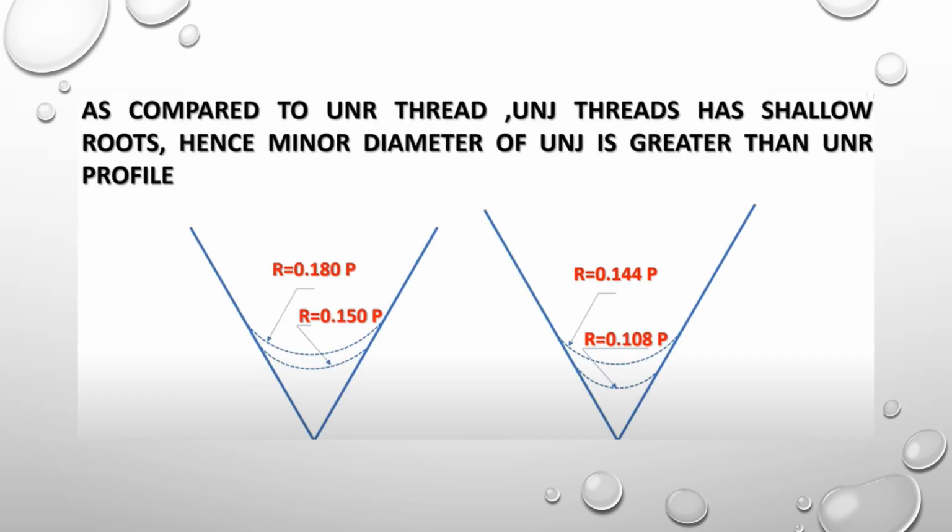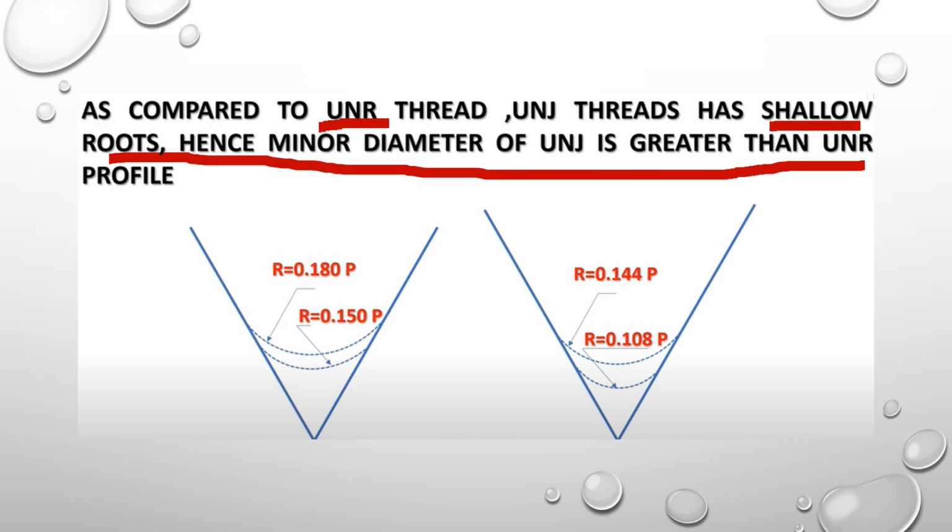As compared to UNR threads, UNJ threads have shallow roots. As I told you, J threads are also there, R threads are also there. So as compared to UNR, UNJ threads have shallow roots. Hence the minor diameter of UNJ is greater than the UNR profile. As the thread has a shallow root, the minor diameter, the bottom one, is greater than the radius profile one. It is obvious, because the J goes up and the UNR goes down.